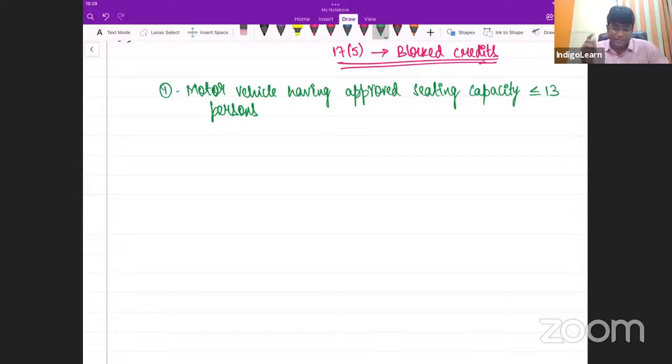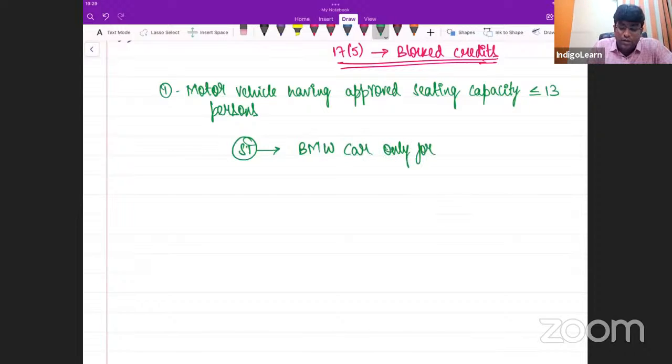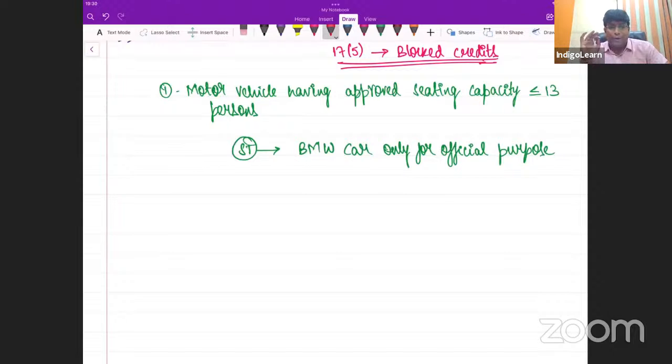Now I'll ask you one question. Think properly and tell me here. Shiva Teja purchased one BMW car only for official use, only for official purpose. I'm not going to use that car for personal purpose at all. Only home to office, office to home. That's all. Can Shiva Teja claim input tax credit? That's my question. Very clearly, law told answer is no. That credit is a block credit because the capacity is not more than 13.